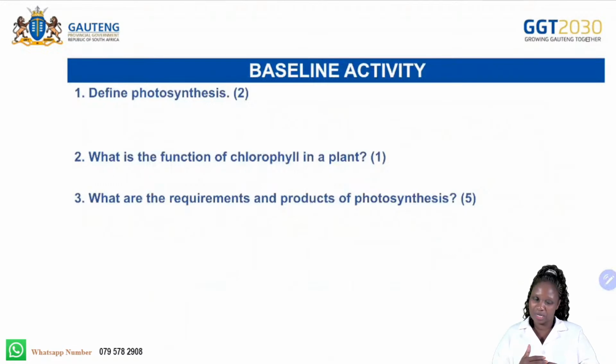We want to recap. Question number 1 says, define photosynthesis. It carries 2 marks. And then question number 2, what is the function of chlorophyll in a plant? 1 mark. And then what are the requirements and products of photosynthesis? 5 marks. I'll give you 5 minutes to answer the questions.